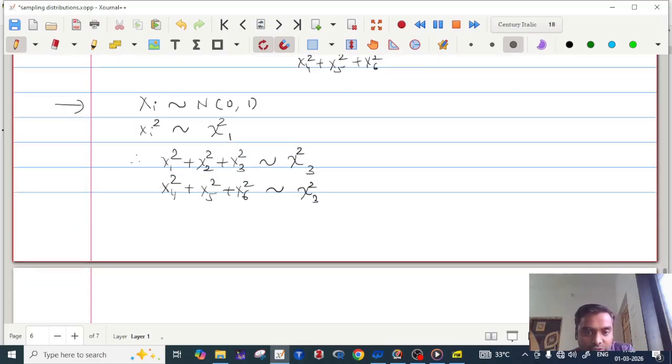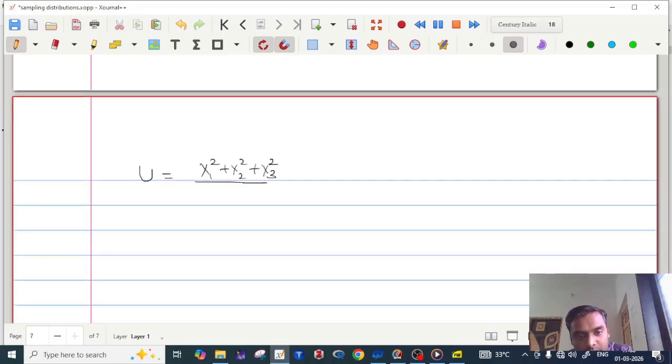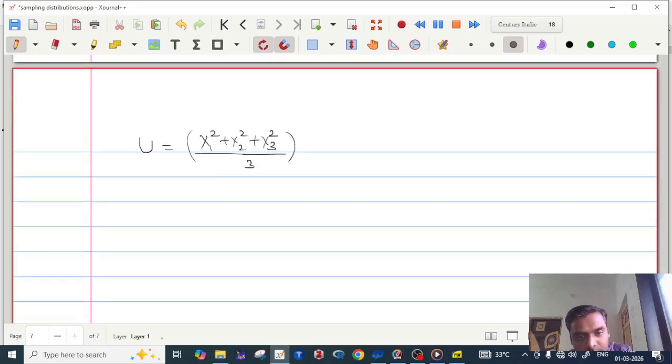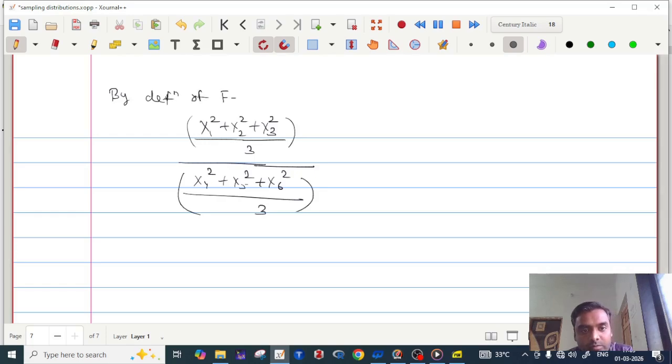Then you will get the F distribution. So U equals (X1 square plus X2 square plus X3 square) divided by 3, over (X4 square plus X5 square) divided by 2, by the definition of F distribution, this follows F with 3, 2 degrees of freedom.